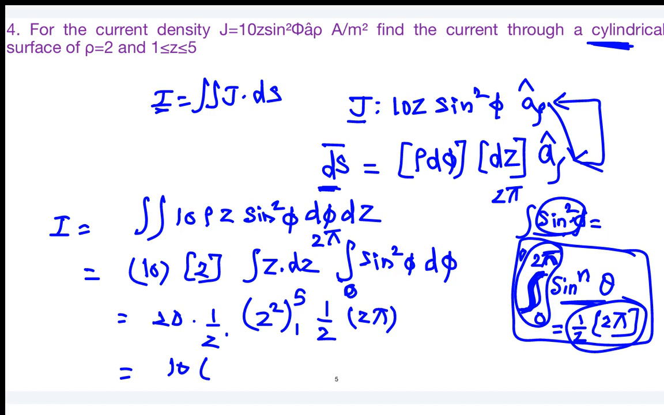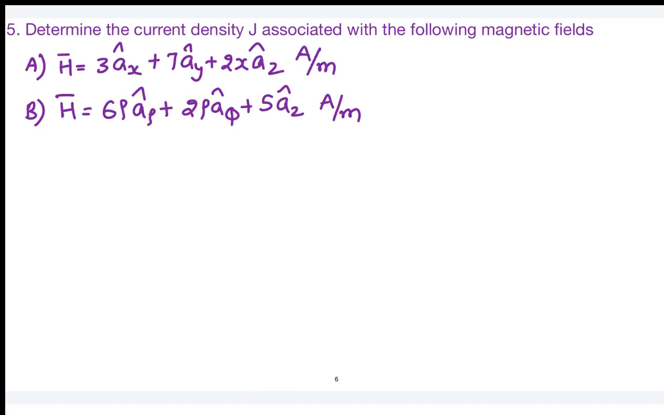So 10 into, and this 2 gets cancelled, and this is 24 minus 4. So 24 into pi. So you are going to get 240 amperes. This is the current. Clear? Shall I go ahead now? Yeah.